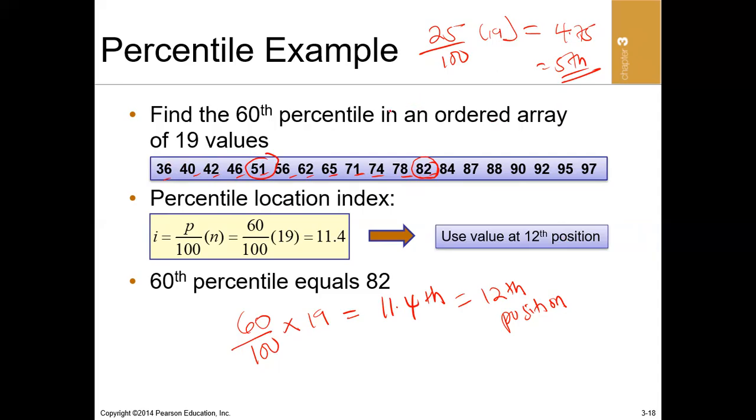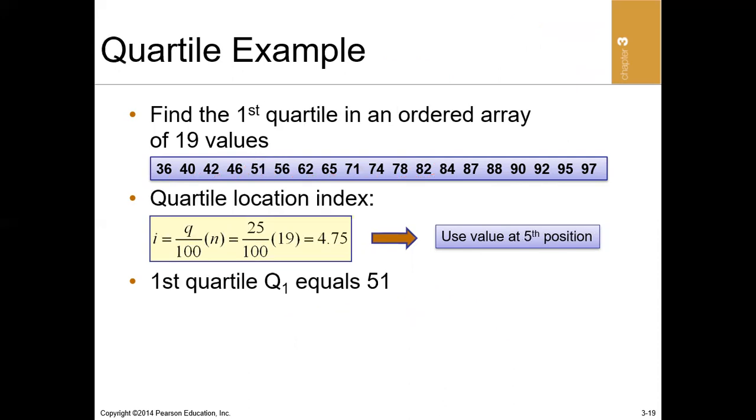You can use the same idea to find the 75th percentile, 50th percentile, 90th percentile, whatever position you want to find in terms of percentiles or quartiles. So this was the example I gave. The first quartile or the 25th percentile is 51, like I was showing you earlier.